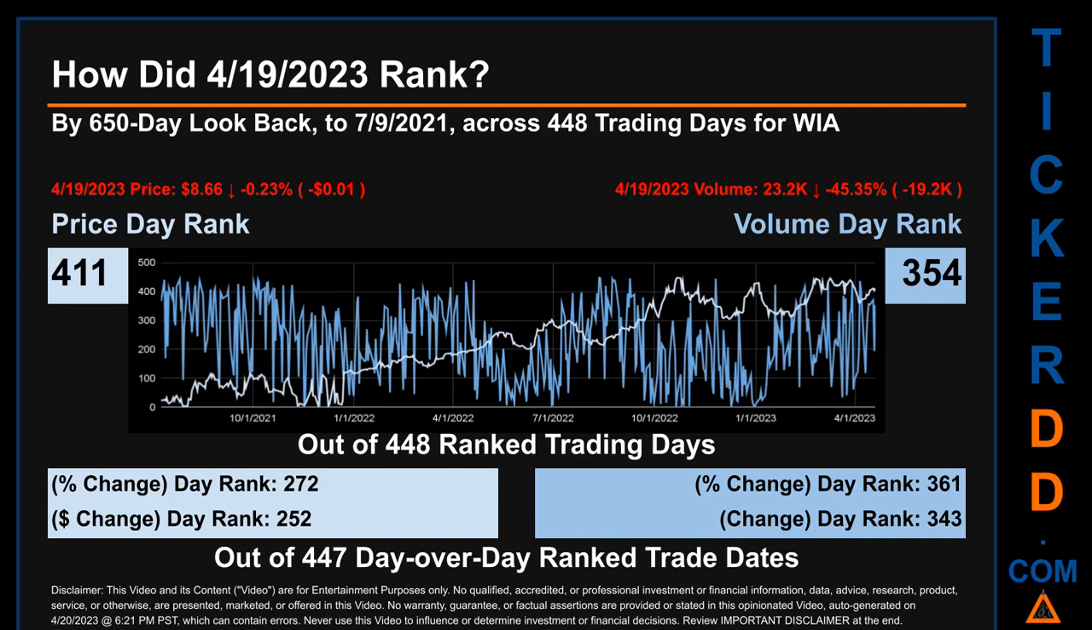The line graph overlays price and volume's daily ranking, as shown respectively in light versus dark blue, across those target trading days. In this view, essentially the dips are good whereas the spikes are bad. The price's day-over-day percentage change, dropping minus 0.23% on April 19, 2023, had a day rank of 272 while its dollar difference of minus 1 cent had a rank of 252 when compared day over day across 447 trading days. Volume's percentage change and difference were ranked respectively at 361 and 343.